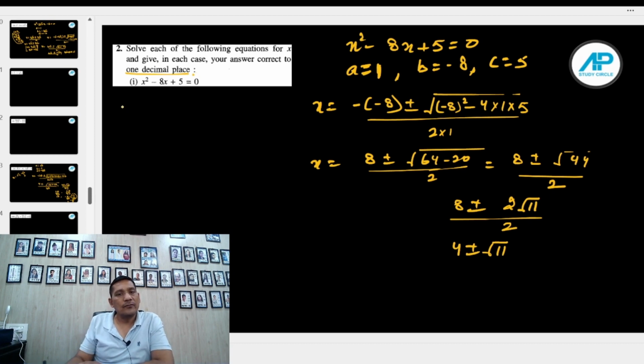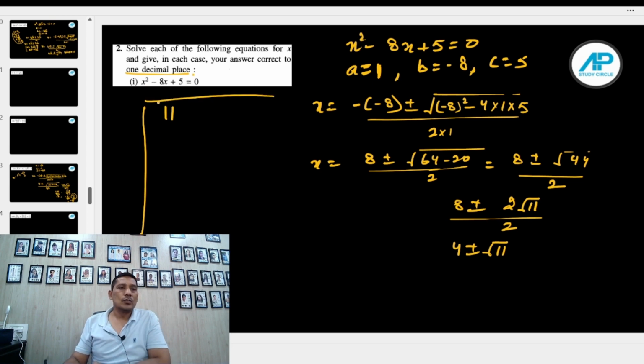So my suggestion for you is that along with this chapter, for these questions you should learn how to find the root of 11 to 1 place or 2 places. This is required by the question. So I'm trying to show you how to find the root of a non-perfect square number.